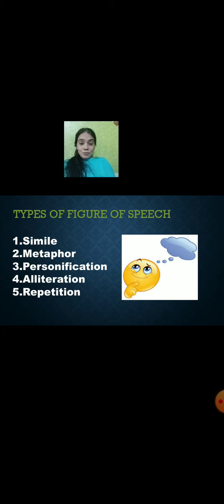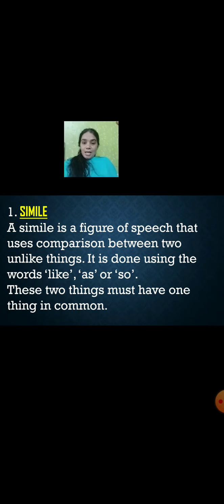Are you ready and interested to study? Yes. Simile. S-I-M-I-L-E. This word is pronounced as simile. So what is a simile? A simile is a figure of speech that uses comparison between two unlike things. It is done using the words like, as, or so. These two things must have one thing in common.